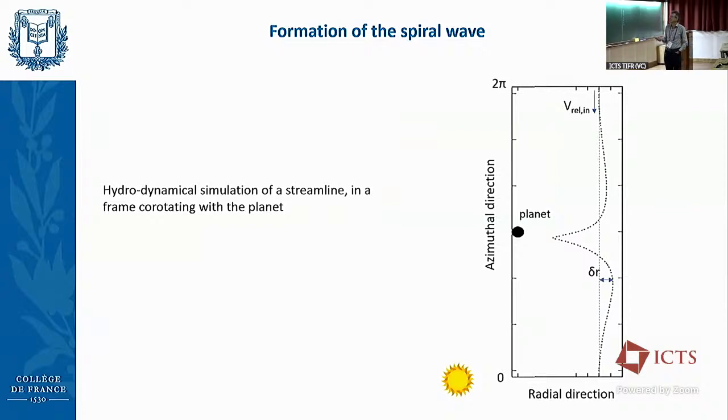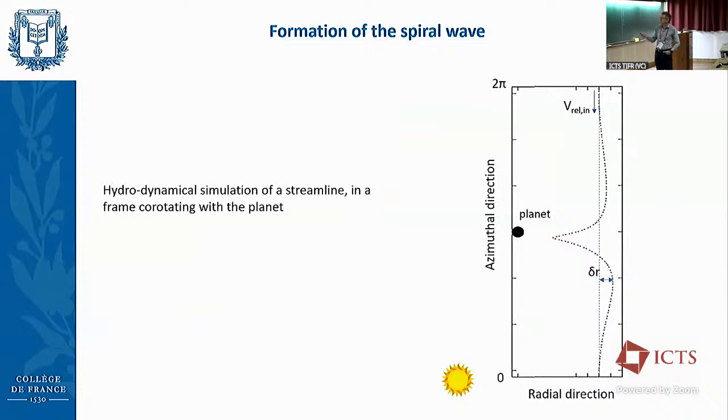So this is again a radial direction, azimuthal direction in a frame co-rotating with the planet. And this is what is called the streamline, so the trajectory of a fluid element in the disk. So it comes in, it's accelerated by the planet, it dives towards the planet, goes out. Here, this is the delta R that I described before. And then the internal forces of the disk, viscosity and pressure, bring it back to the original location because the streamlines in the disk are closed.